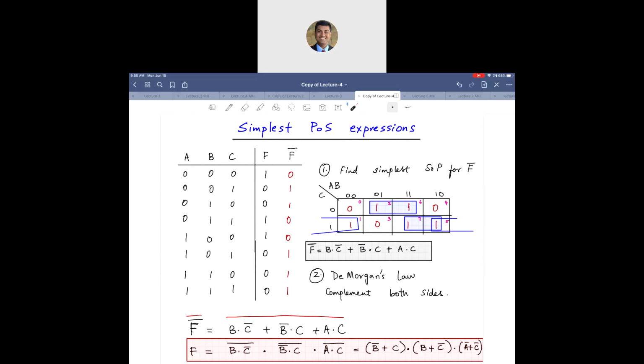All right, questions about K-maps, 2 variable, 3 variable, 4 variable, 5 variable, use or non-use of don't care conditions, and simplest SOP and simplest POS expressions.